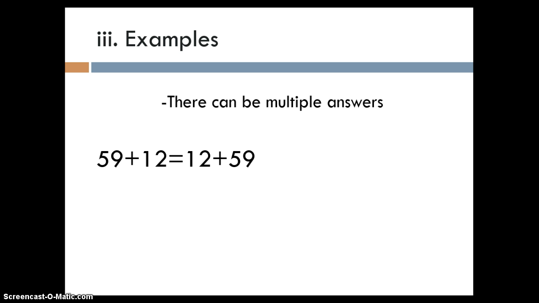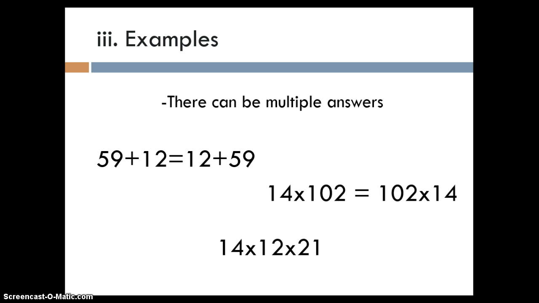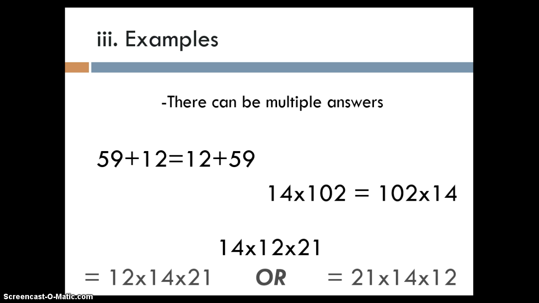So 59 plus 12 is going to be the same answer as 12 plus 59. 14 times 102 will be the same as 102 times 14. And here's an example of multiple answers. 14 times 12 times 21 can be the same as 12 times 14 times 21, or your next door neighbor or your friend would have 21 times 14 times 12, which is perfectly correct as well.